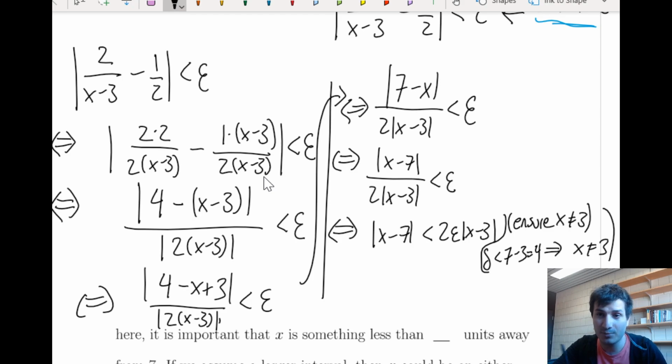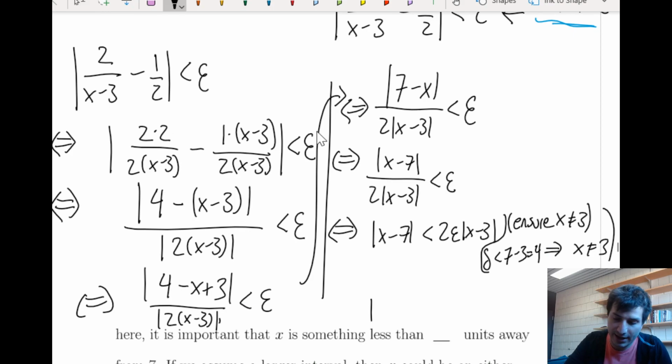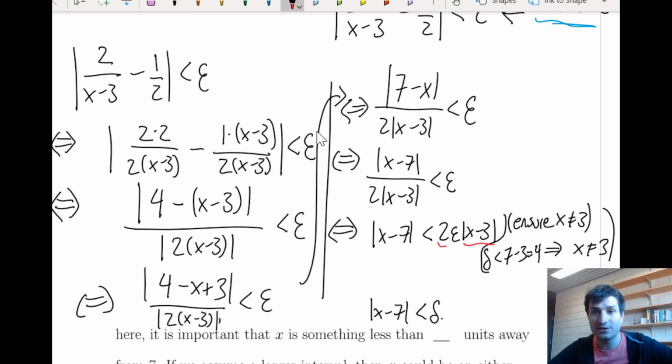So maybe at the end of the problem, I'm just going to make sure that delta is less than 4 by doing the minimum thing that we did before. Okay, so |x - 7| is less than 2 epsilon times |x - 3|, and we would like to get to |x - 7| is less than delta. So all I got to do is replace out the 2 times |x - 3|. I got to replace that out to get my delta. So this to me smells like a right replacement rule. We're going to replace on the right-hand side.